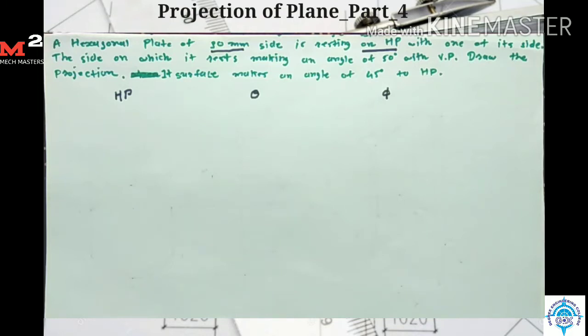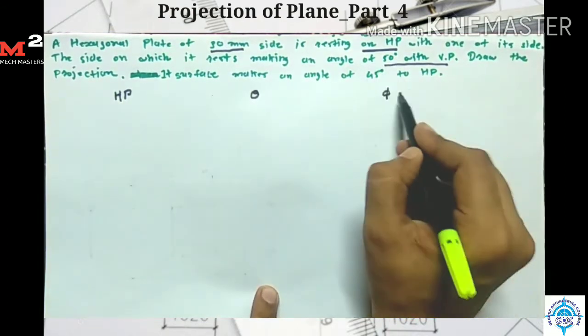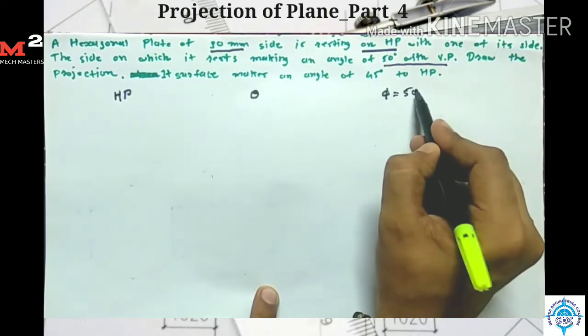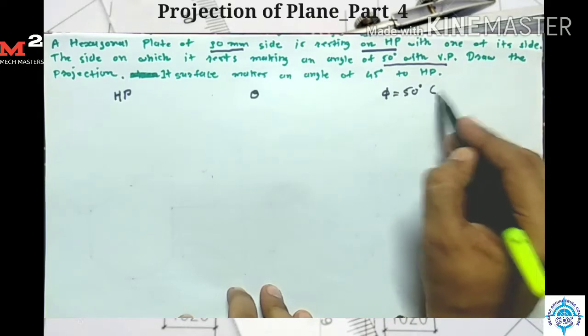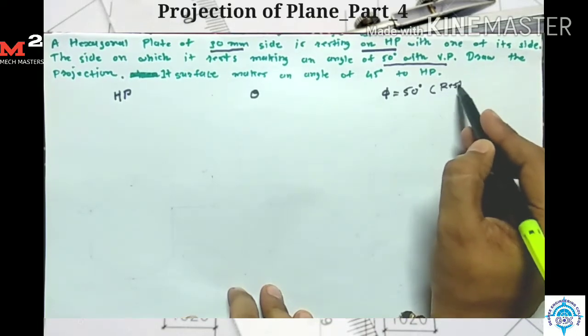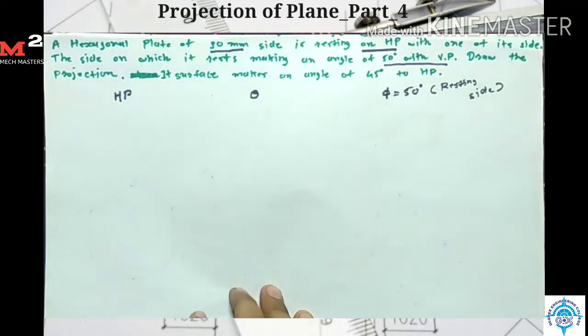Okay, so the hexagonal plate is resting on side. Okay, so we draw the side on left hand side. The side on which it rests making an angle of 50 degree with VP. Okay, here angle 50 degree with VP means this angle is phi. So phi is equal to 50 degree. Okay, and it is made by the resting side, the side on which hexagonal plate is resting.